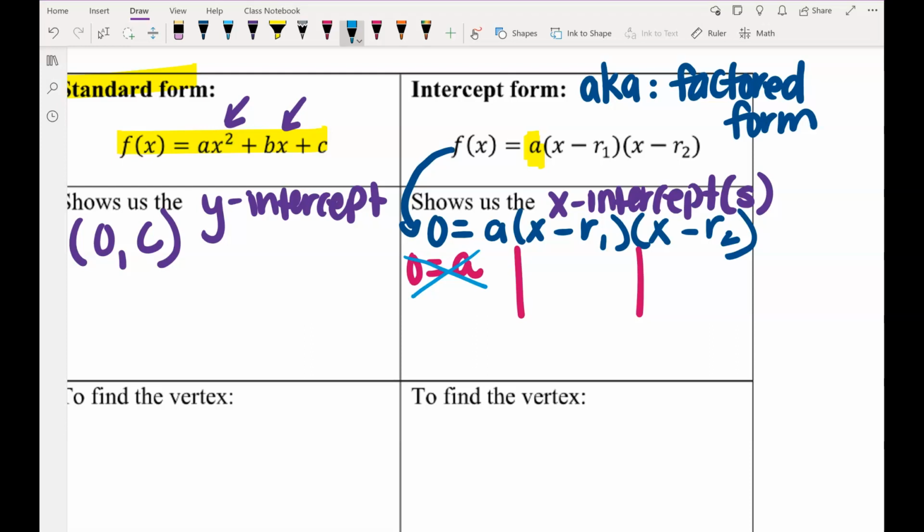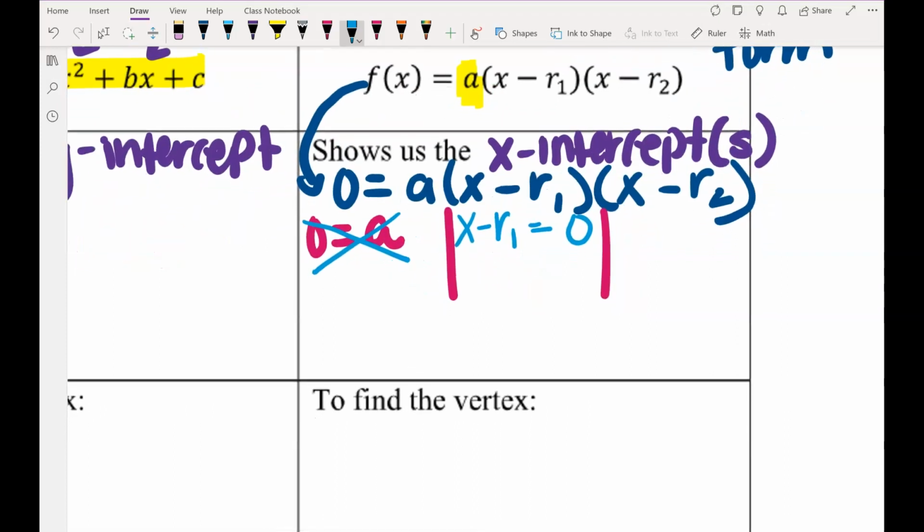Now the second factor, we take it and we set it equal to 0. And remember, we're looking for the x-intercept. How do we solve for x if we're looking for the x-intercept? What would you do? What would you move? What would you get rid of? The r1, yep. r1, students, is just standing for the first root, okay? So we add r1 to both sides. So our first x-intercept is whatever this r1 is.